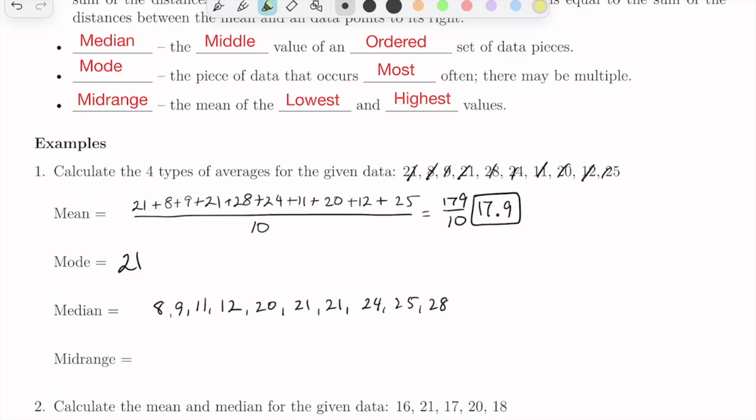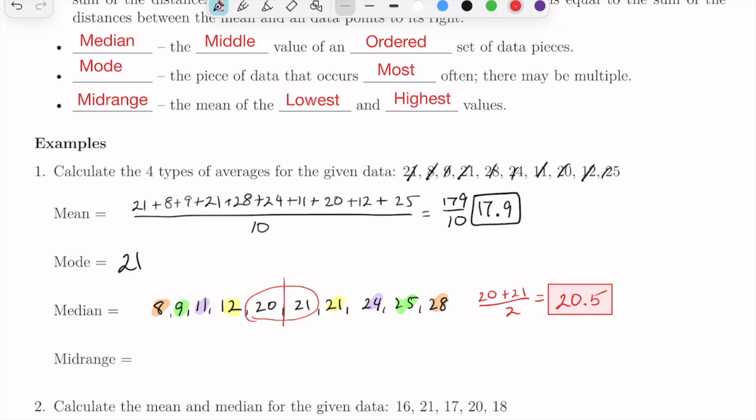All we do is, I like to pair them up, and unfortunately it doesn't let me do this at the same time, but I would just put my fingers on both 8 and 28 at the same time. And then I would next put my fingers on 9 and 25. And I'm just going to keep working my way in until I get to the middle numbers. Okay, so 12 and 21. And then notice that I have these 2 middle numbers here, 20 and 21. Well, there's only one median, and the median is actually going to be halfway between 20 and 21. So the median would be 20 plus 21 divided by 2, which does come out to be 20.5.